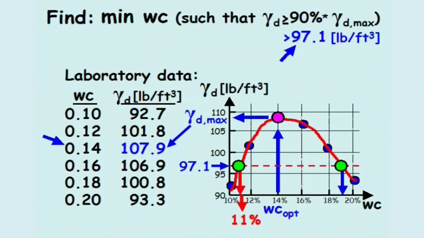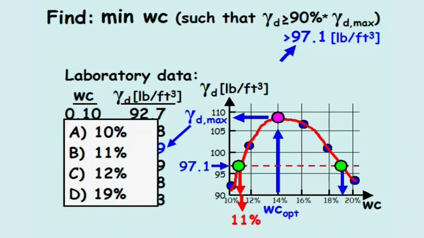The smaller of these two values is 11%. When looking back at the possible solutions, the answer is B.